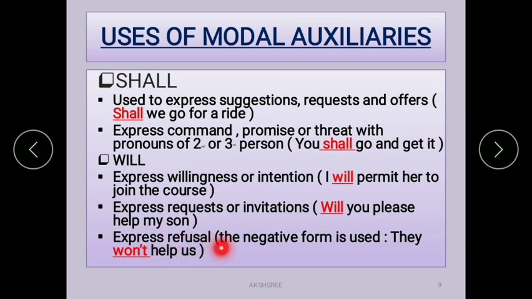Next one is express refusal. The negative form is used. That is, they won't help us. If someone is giving you an offer or an invitation, or when we are refusing something, we will usually express a negative form of will. That is, they won't help us.